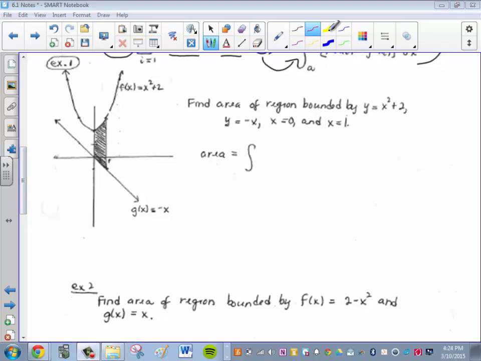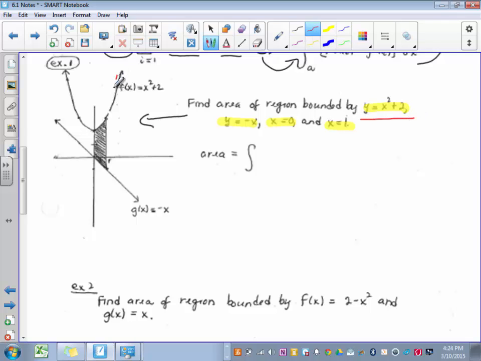So in this first example, we are going to find the area of a region bounded by y equals x squared plus 2, the function y equals negative x, and x equals 0 and x equals 1. And the drawing of this area is represented right over here. Up on top, you have y equals x squared plus 2. This is that right there. And then y equals negative x is given by this function right here. And x equals 0 and x equals 1 are given by these two lines right here. So this region is what we're looking for, this purple region right in the middle, already shaded in.